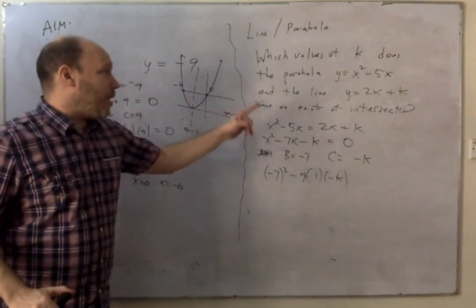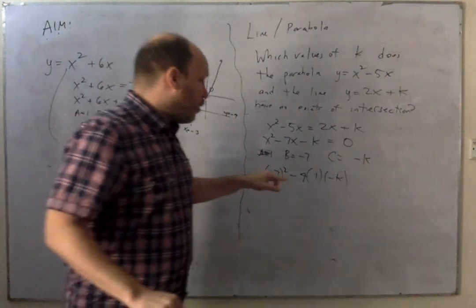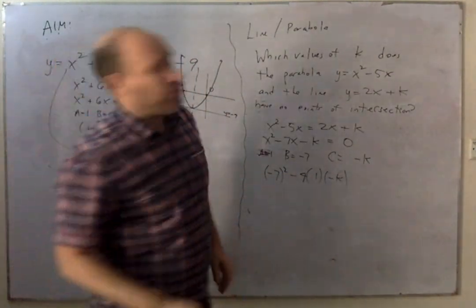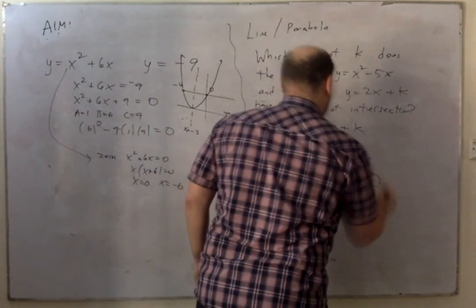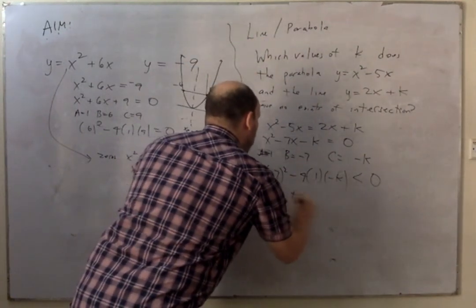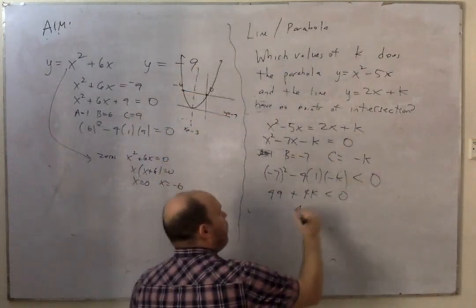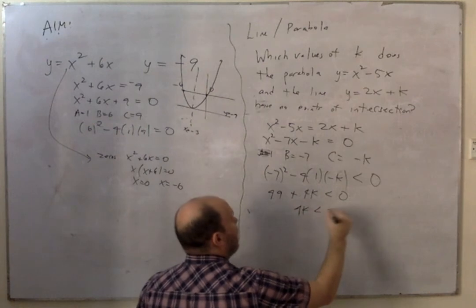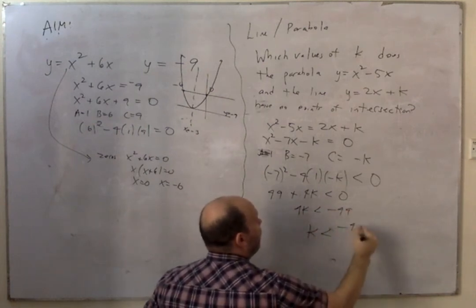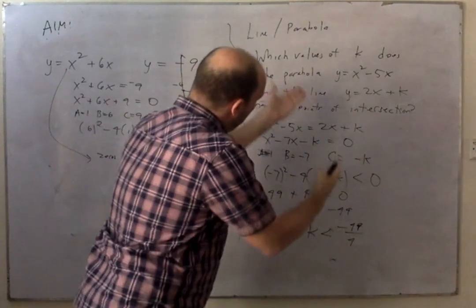But we say that we want no points of intersection, so this expression must be less than 0. So we have 49 plus 4k is less than 0. 4k is less than negative 49. K is less than negative 49 over 4. And that's how we do these problems.